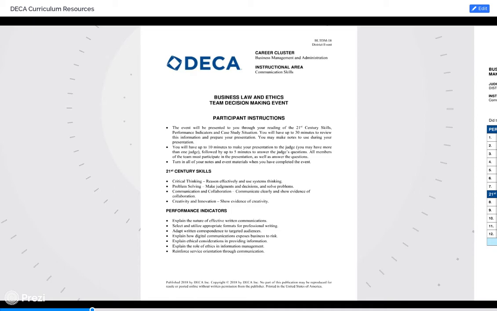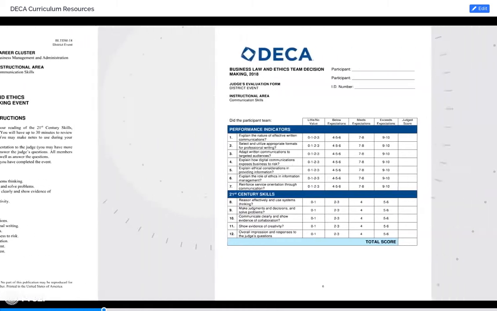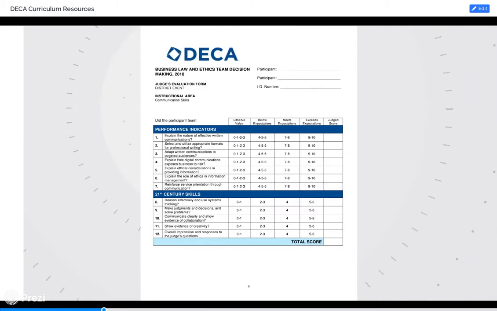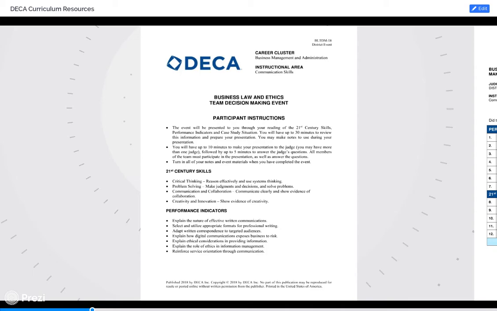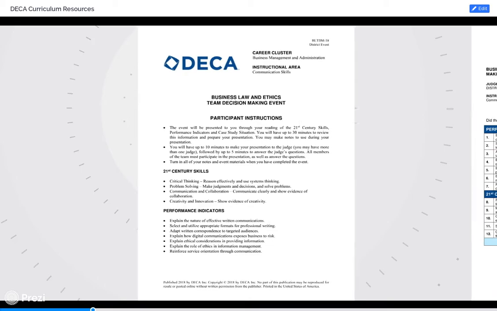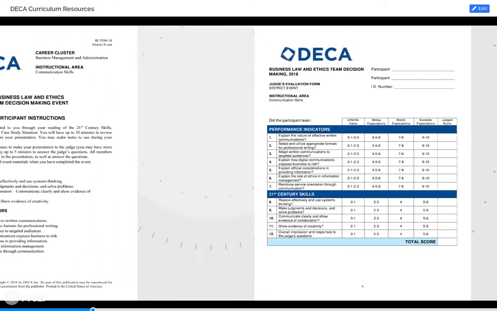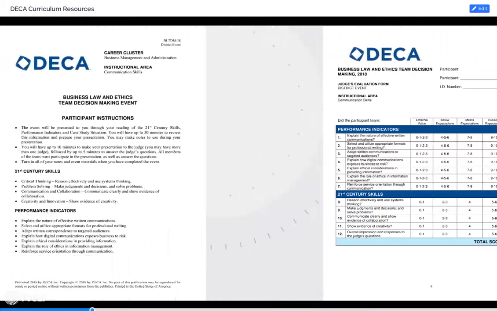They are word for word the same that MBA research uses. They are also word for word the same as what you're going to see on the judge's evaluation form for DECA. So I'm going to go back and forth here a couple times. I want you to look underneath performance indicator where it says number 1, explain the nature of effective written communication. The judge will be using that to evaluate your student's ability. Let's go back. On the performance indicator, look at bullet point 1. Explain the nature of effective written communication. That is word for word the exact same as what the judge's sheet says.